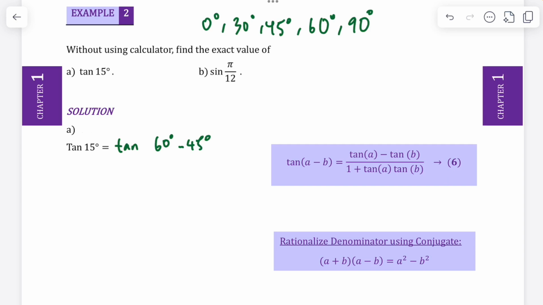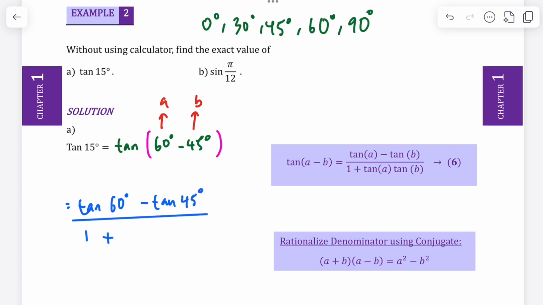So obviously this is tangent A minus B. Therefore, let's utilize formula number 6. So now let's expand this. So you will have tangent A minus tangent B over 1 plus tangent A tangent B.